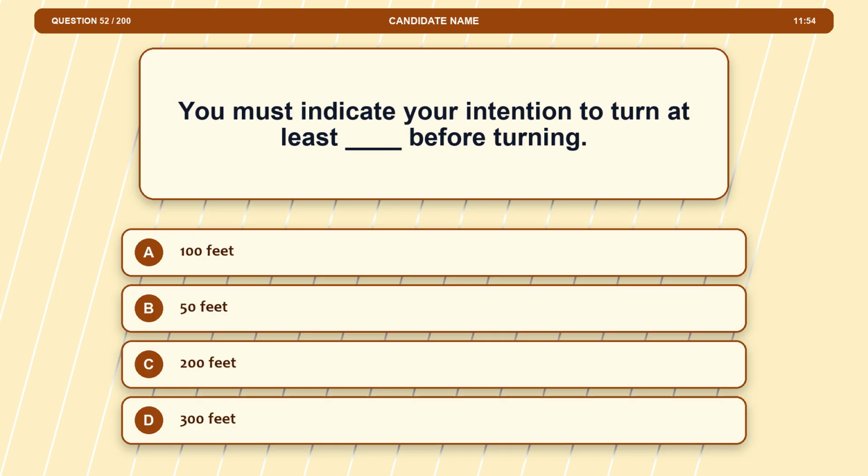Question 52. You must indicate your intention to turn at least blank before turning. Option A, 100 feet. Option B, 50 feet. Option C, 200 feet. Option D, 300 feet.